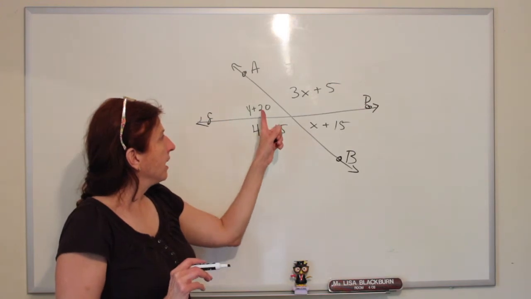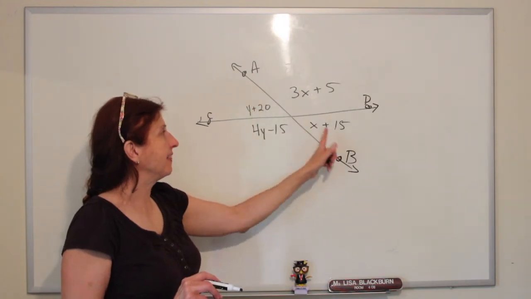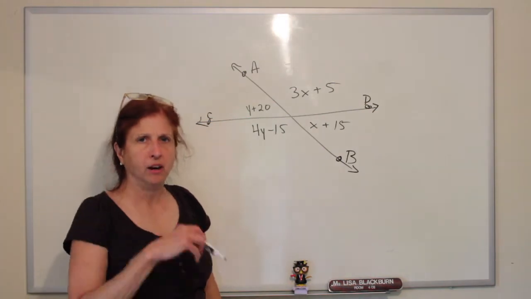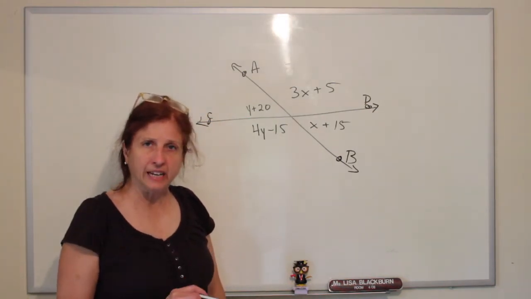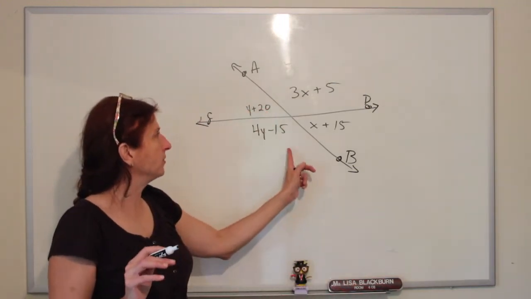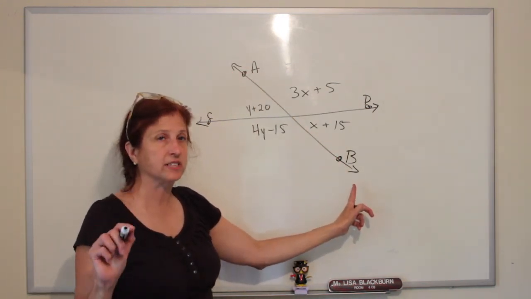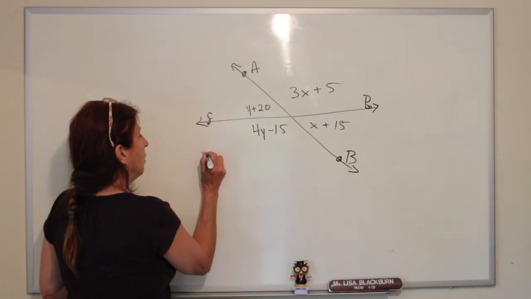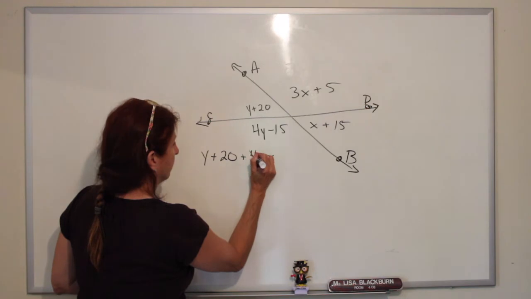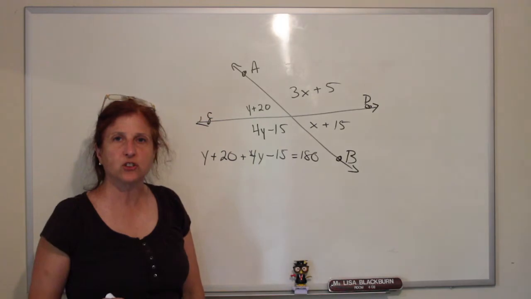If this had been an x and that one an x, we could have set these equal and solved for x. But this one has x and this one has y, and no one wants that. No one wants to bother with an x and a y. We want one set of formulas with x's and one with y's. So what we're going to do instead is we know this angle plus this angle makes a straight line, so they're supplementary. So we can say y plus 20 plus 4y minus 15 equals 180, because they're a straight line.